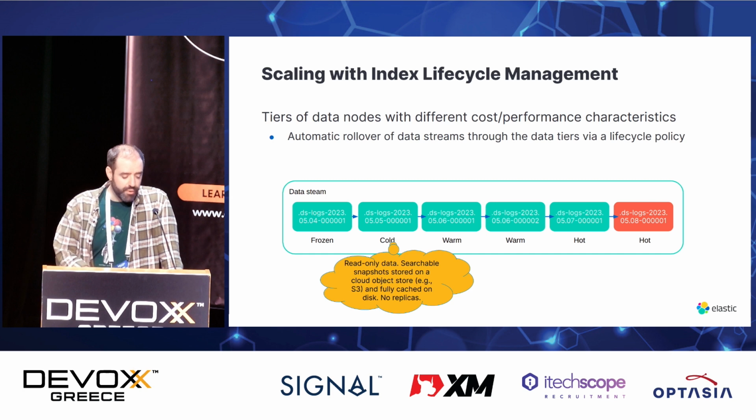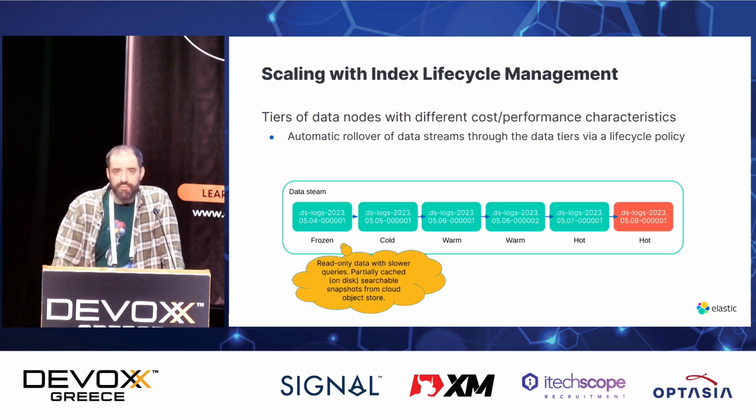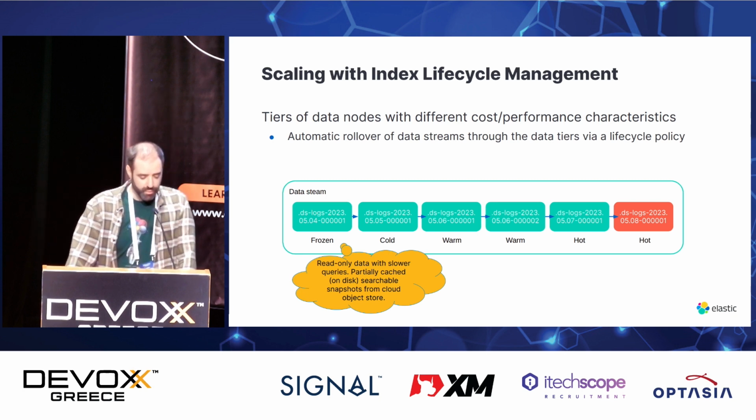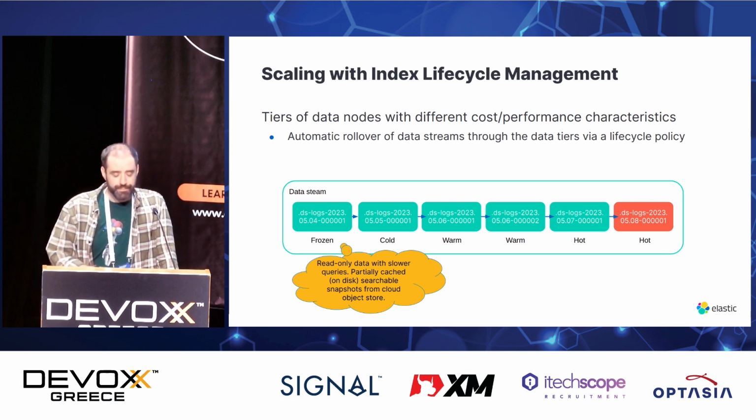And for even older data, we have the frozen tier, which is basically these searchable snapshots that I just mentioned. That's how we call them on the object store. But we partially cache them on the local disk of the machines. So as queries come in, we dynamically fetch data from the object store. We put it on disk in order to serve the search queries, and this is how the frozen tier works. And this is even cheaper.